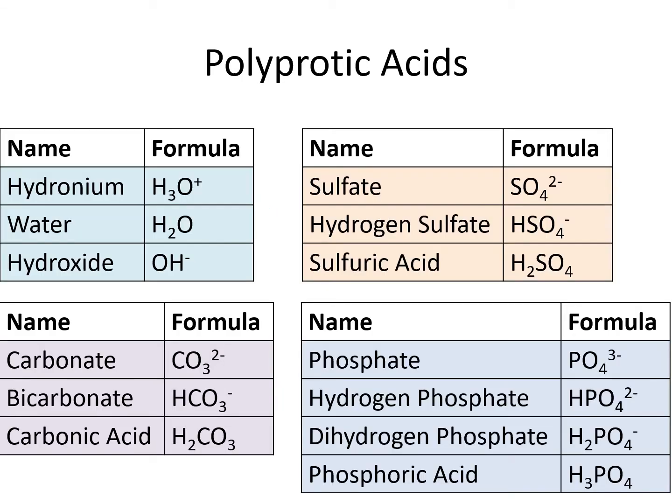Polyprotic acids have multiple H+ that can be lost one at a time to make several different ions. The ions in polyprotic acids on this slide differ by 1 H+ at a time. The hydronium ion is basically water with an H+ added onto it. So the number of hydrogens increases from 2 to 3, and the charge increases from 0 to +1. The hydroxide ion is basically water with an H+ taken away from it. So the number of hydrogens decreases from 2 to 1, and the charge decreases from 0 to -1.